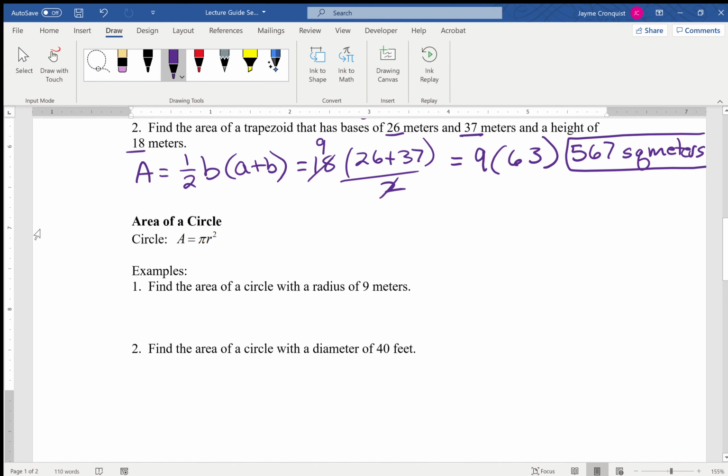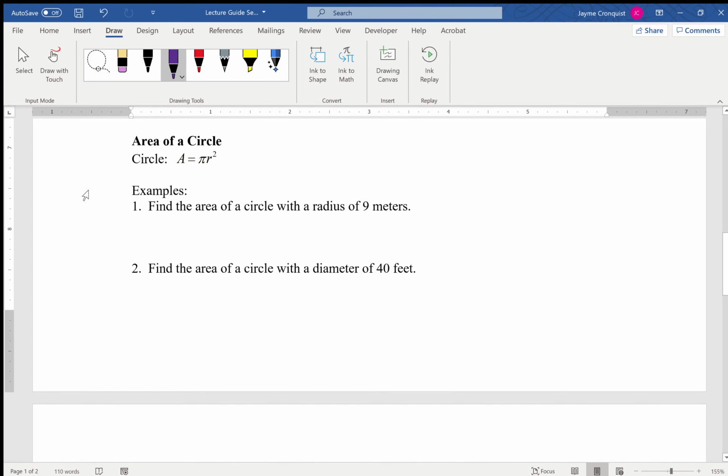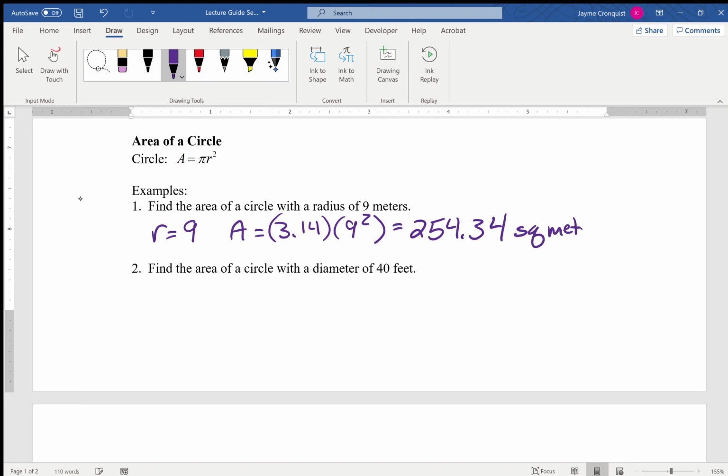Alrighty. Alright, now we're going to look at the area of a circle, pi r squared. Find the area of a circle with a radius of 9 meters. So the area is equal to 3.14 r squared, which is 81. So I'm going to type into my calculator 81 times 3.14. I have 254.34. Again, square meters.